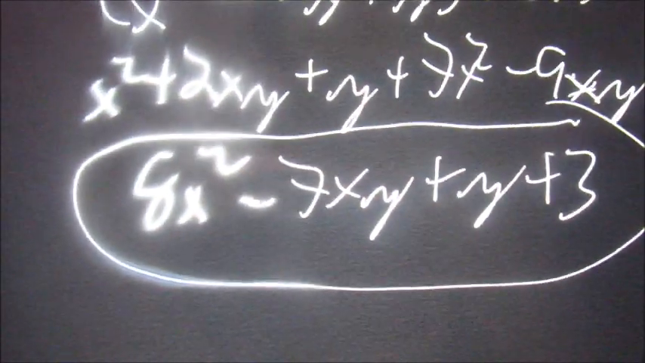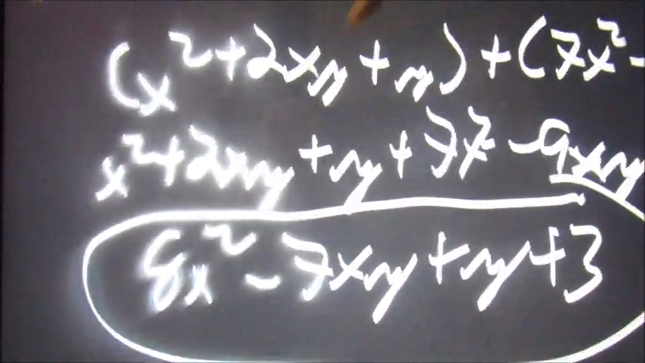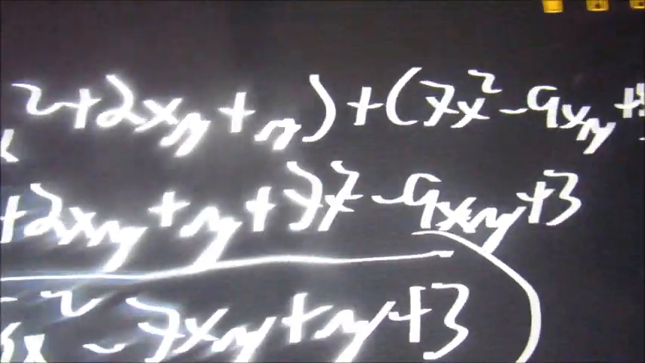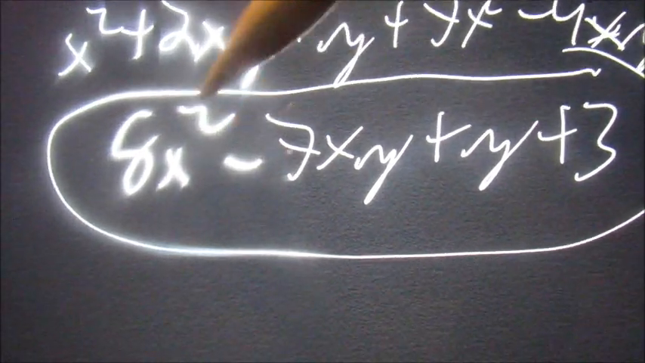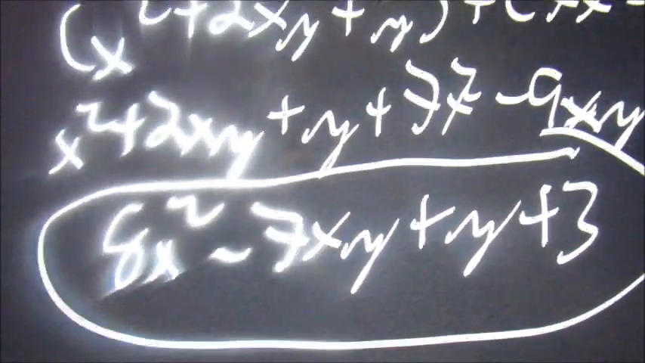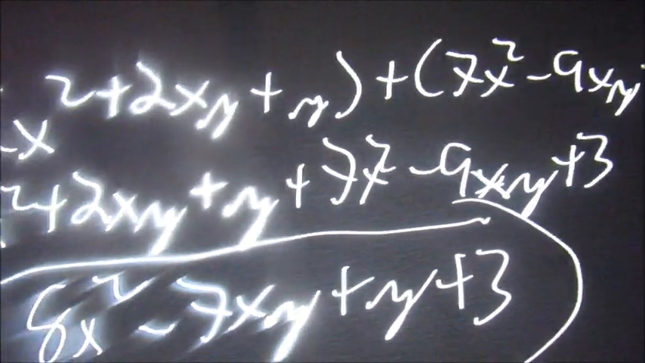This one, we had 3 terms in the first trinomial, and then we had another trinomial. We end up with 4 terms because the y and the 3 won't combine.